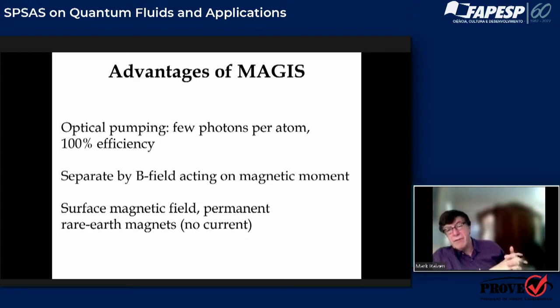So virtually every desired atom is polarized, magnetized, and then we are separating them in a surface field, which is acting on the magnetic moment. So unlike the calutron that separates by charge to mass ratio, we separate by magnetic moment to mass ratio. And because the masses are in fact almost the same, but the magnetic moment, we can even change its sign. We can go from positive to zero to negative.